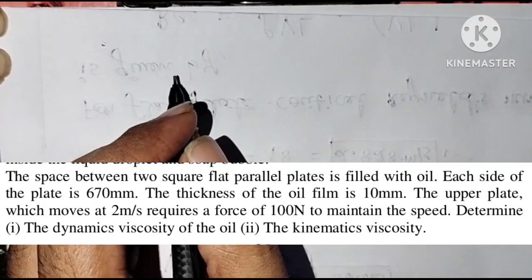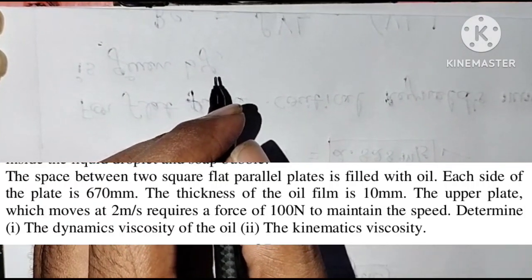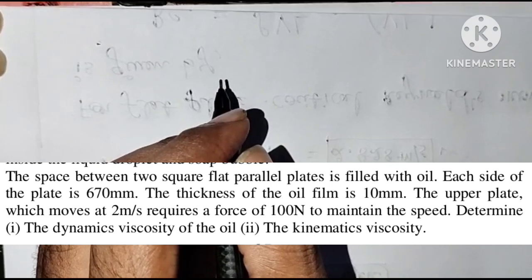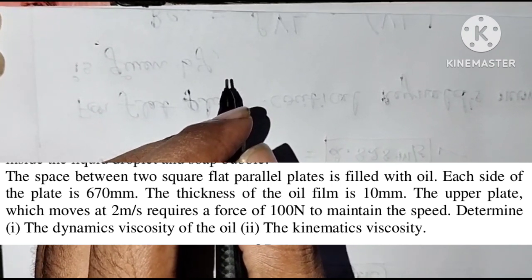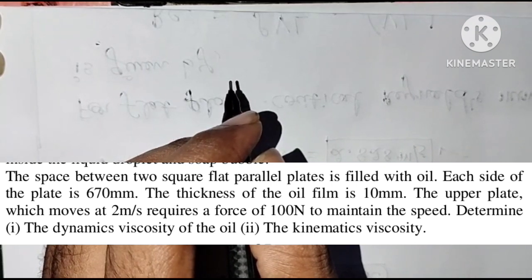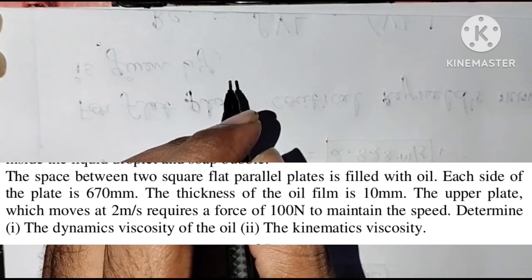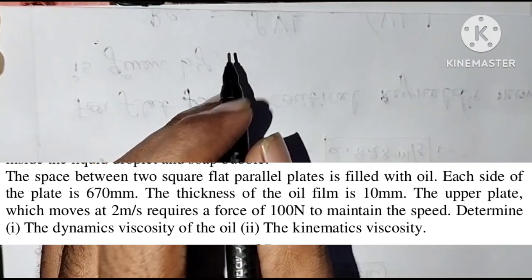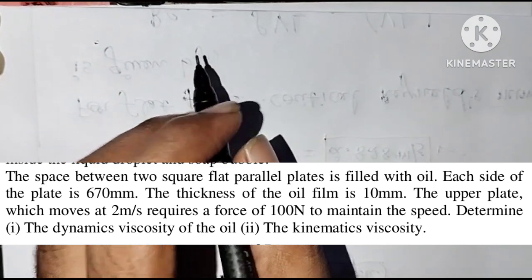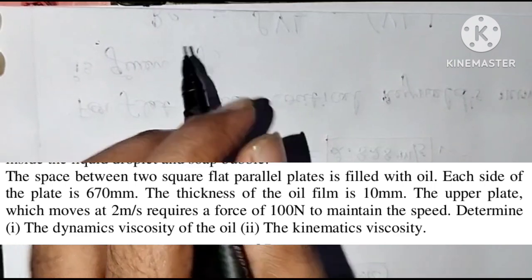The space between two square flat parallel plates is filled with oil. Each side of the plate is 670 mm. The thickness of the oil film is 10 mm. The upper plate, which moves at 2 meters per second, requires a force of 100 Newton to maintain the speed. Determine the dynamic viscosity of the oil and kinematic viscosity.